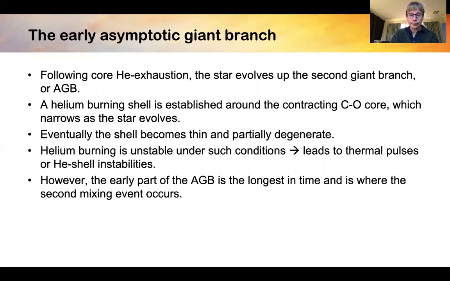However, the early part of the AGB is the longest in time, and this is where the second mixing event occurs. Just to give you an indication of the timescales, let's say a star spends 20 million years on the AGB. In total, only 1 or 2 million of those will be in the thermally pulsing phase.